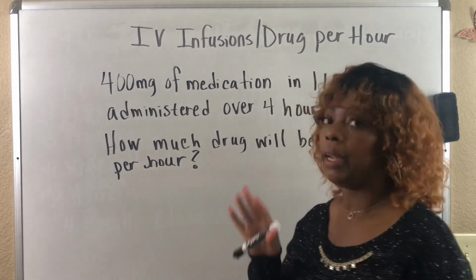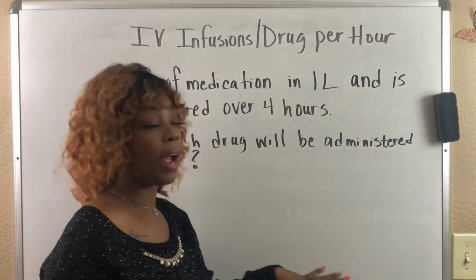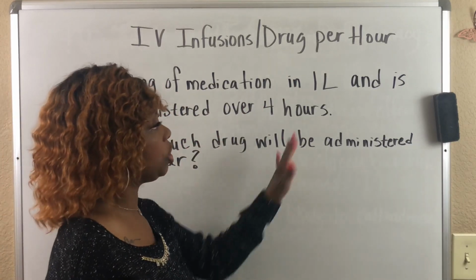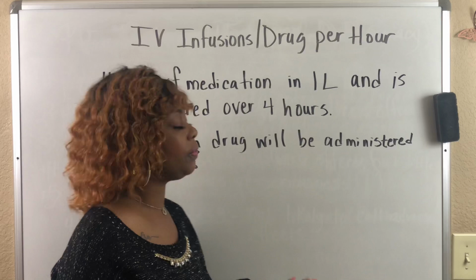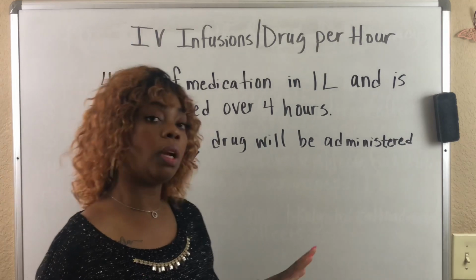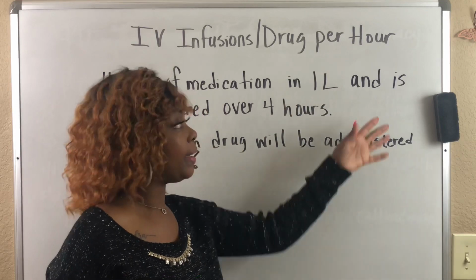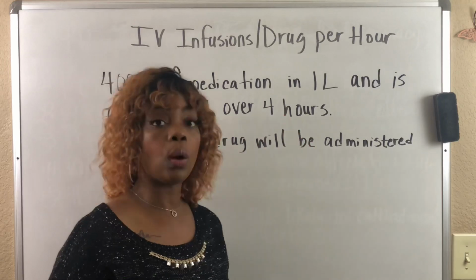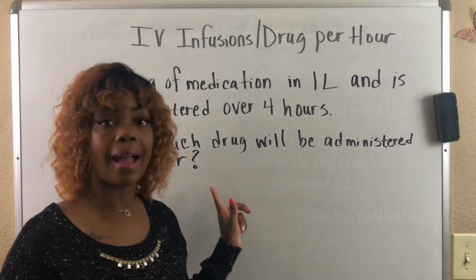Anywho, okay, like I said, we're going over IV infusions, drugs per hour. This question says you have 400 milligrams of medication in 1 liter, administered over 4 hours. I know a lot of you don't know what this is. So we have 400 milligrams of a medication, and that 400 milligrams of medication is in a 1 liter bag, which is 1,000 milliliters. And this 1 liter bag is going to be administered over a duration of 4 hours. The question is, how much of this drug will be administered per hour?